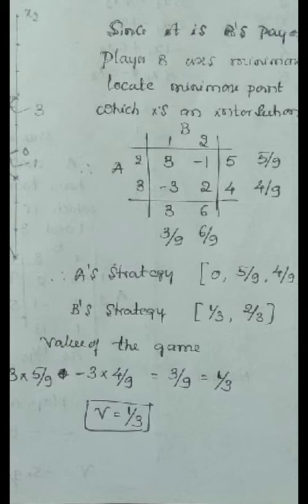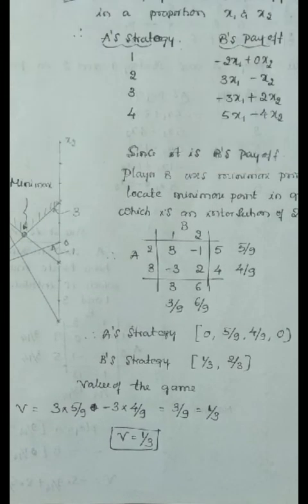Then it is 3 by 9 or 1 by 3. Now, let me consider one more example. Don't assume that only problems with 2 rows and 2 columns will be asked in examination. Sometimes, other than a 2 row and 2 column problem, a 4 rows 4 column problem may also be asked to solve by using the graphical method.